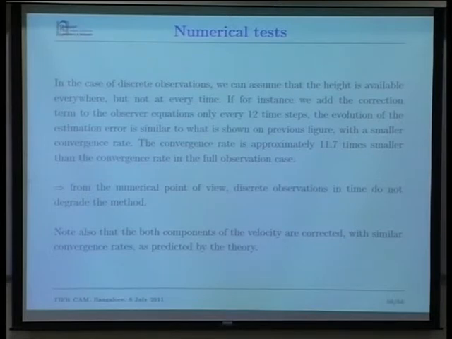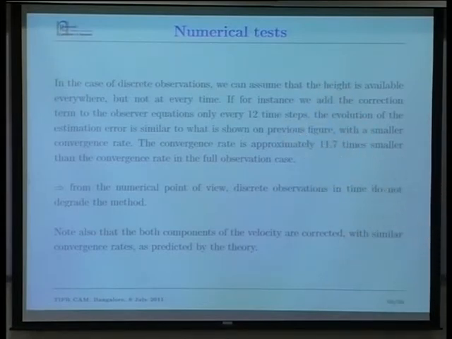So if you have discrete observations, first we can imagine that the height is available everywhere, but not every time. So then, let's say that there is no more theoretical study, it's no more valid, but then we can still do some numerical experiments.